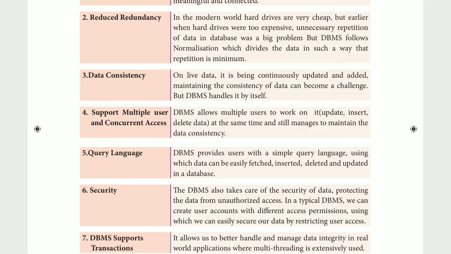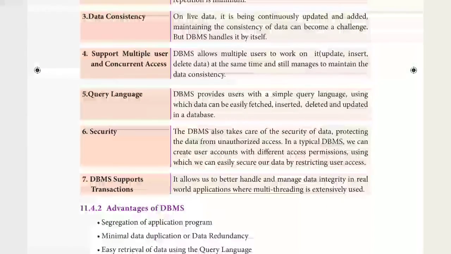Nowadays you can see that database management systems are available with a GUI interface. You can just click on the table or click on the value to change it or to create a table, something like that. Next is security, which means it provides full protection towards your data. An unauthorized person cannot access your data.